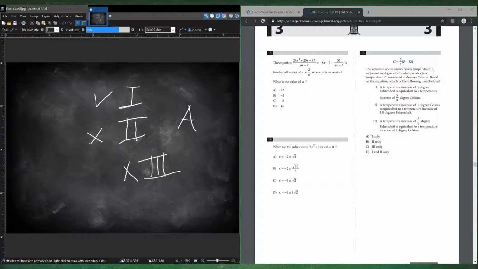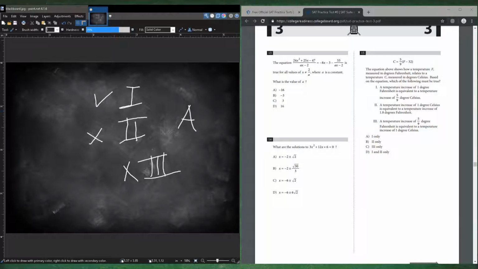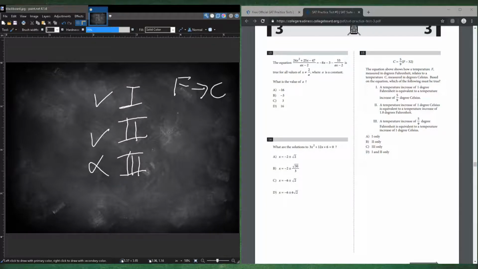I mean, wait. A temperature increase of 1 degree Celsius is equivalent to a temperature increase in... Oh, sorry. I read the question wrong. I mean, I read the answer wrong for 2. 2 is actually correct, and 3 is incorrect. Because this one is talking about conversion from Fahrenheit to Celsius, and this one's talking about Celsius to Fahrenheit.